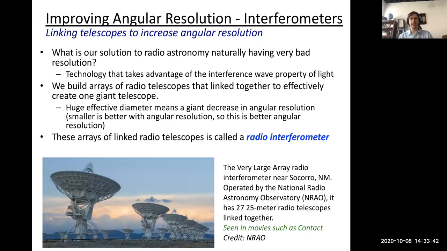We can use technology to get around the bad angular resolution of radio astronomy. And how do we do this? We improve the angular resolution by building what we call interferometers. That's an interference meter. Interferometer. And this is a type of technology that's going to take advantage of another wave property of light, interference, something we haven't really talked about in this class.